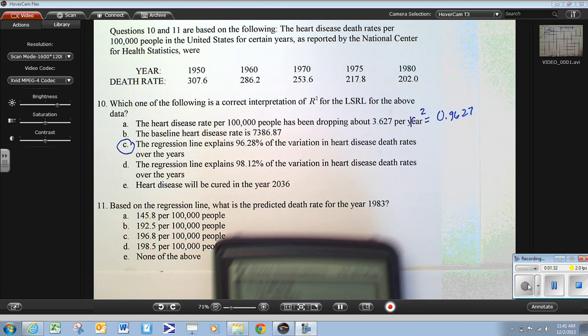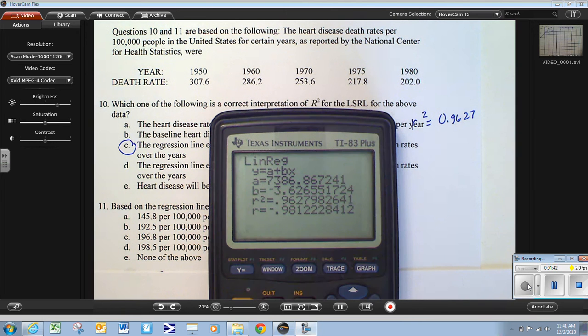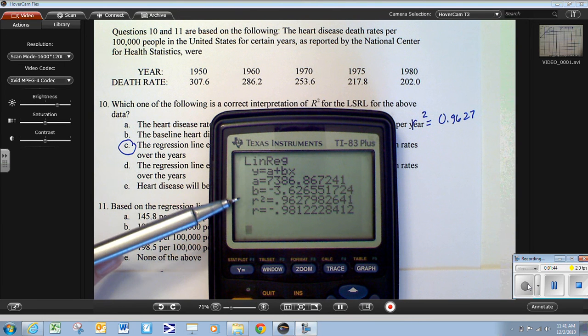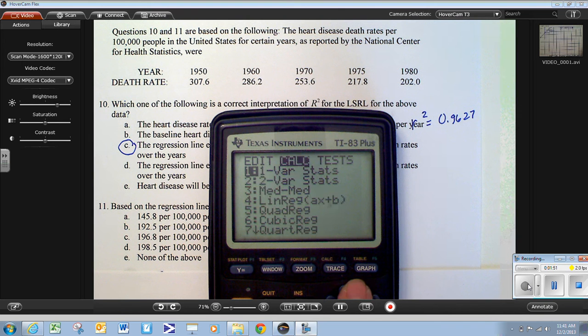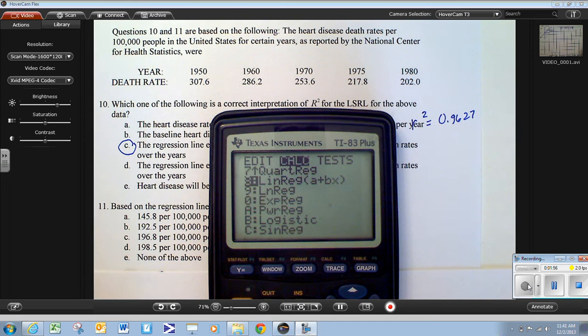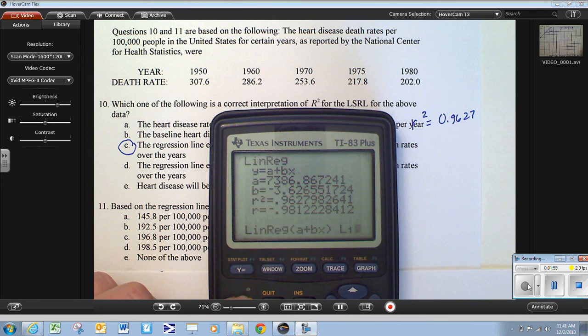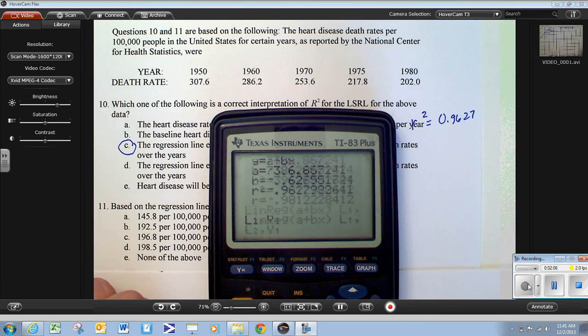For number 11, I'll go back to where we were asked, first of all, based on the regression line, what is the predicted death rate for the year 1983? A weakness in this question is it does not tell you where to round these decimal values for A or for B. So I'm going to recalculate that by doing a linear regression, number 8, but I'm going to tell it this time to do it for list 1, list 2, and to paste it directly into y sub 1 so that I can keep as much accuracy as possible.